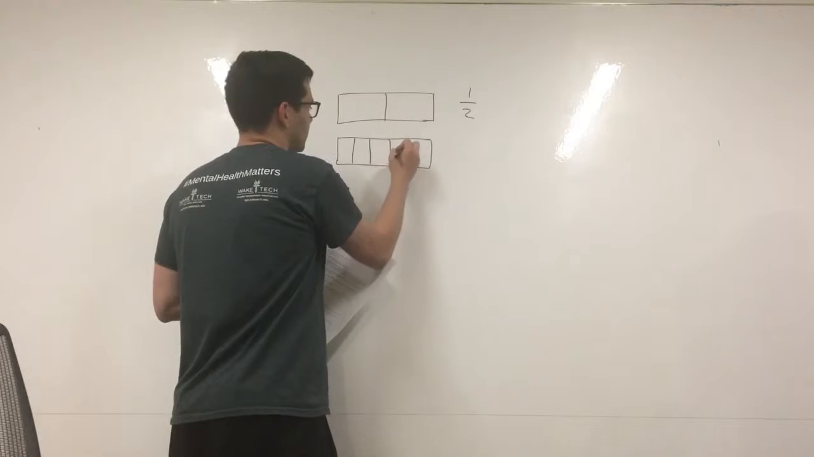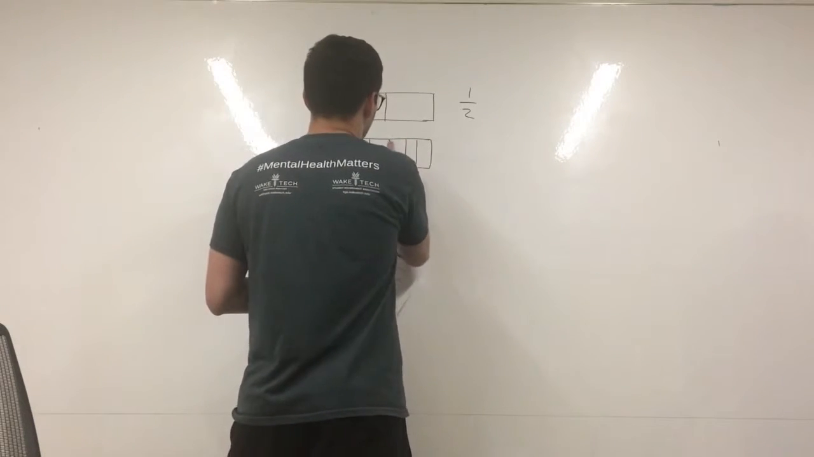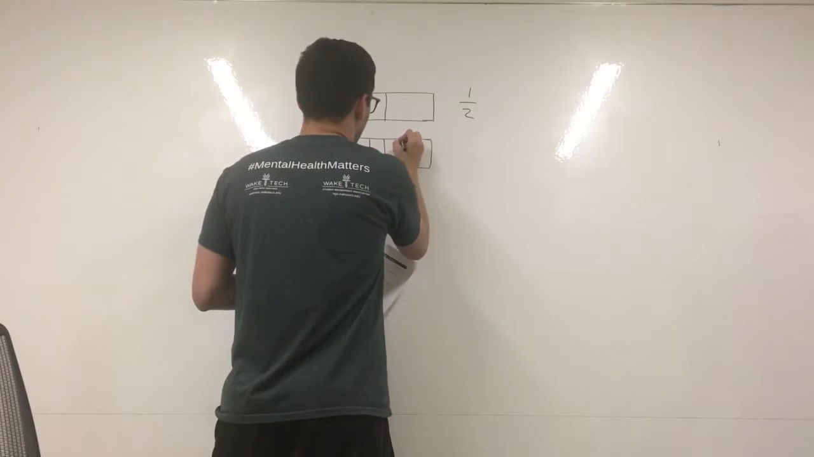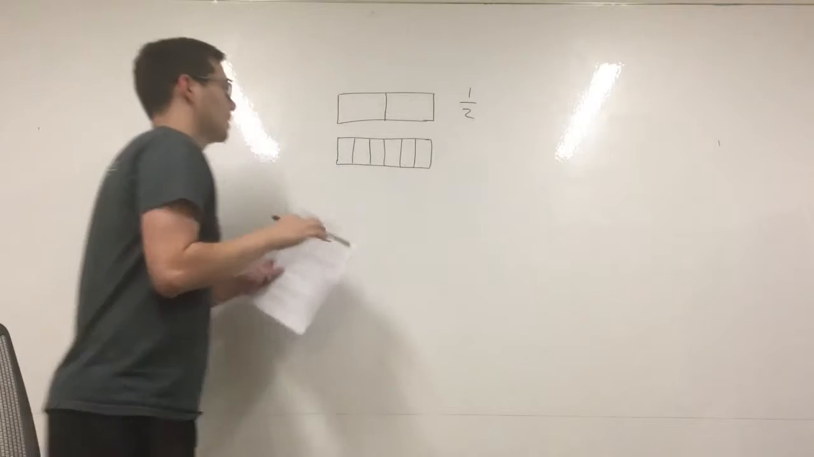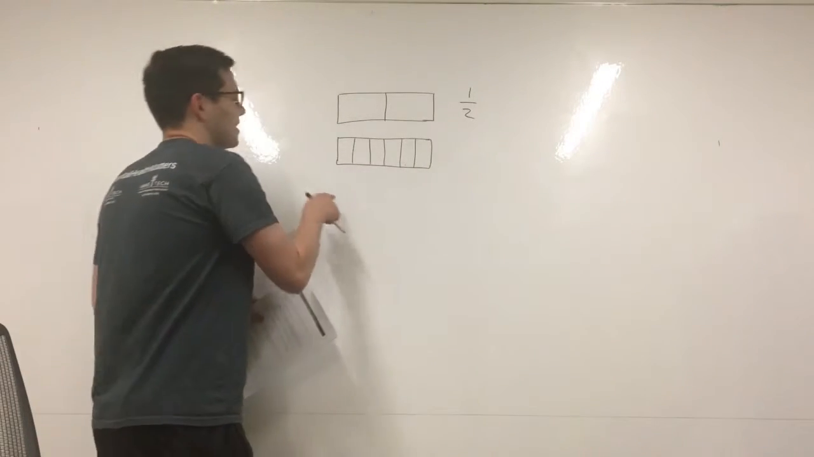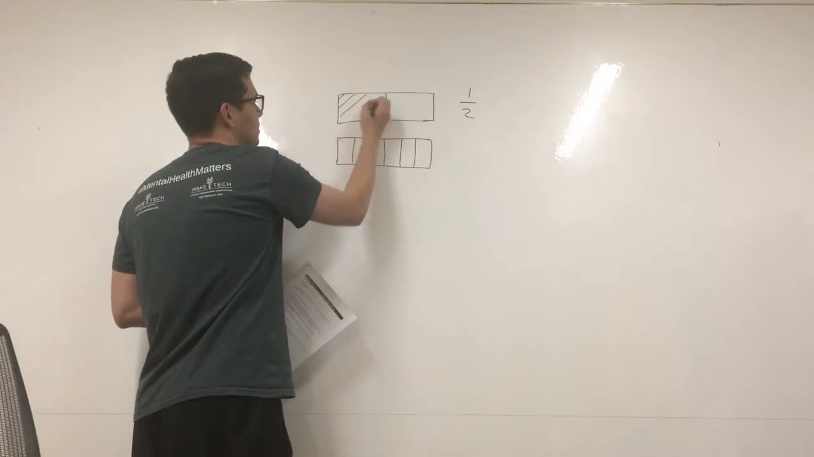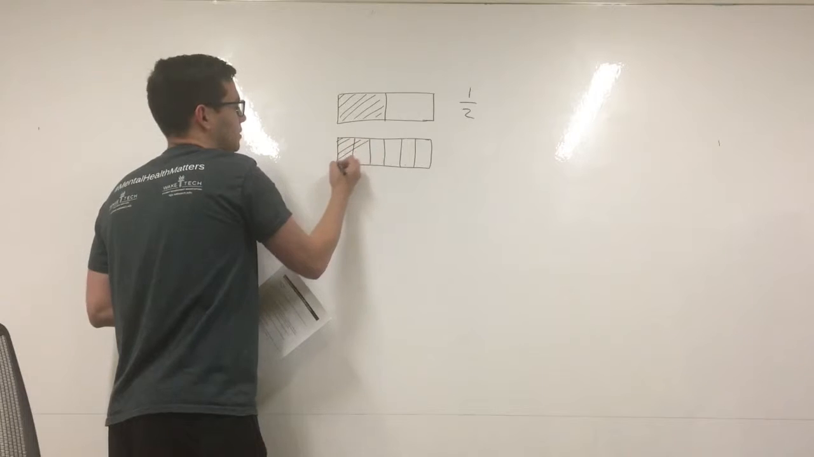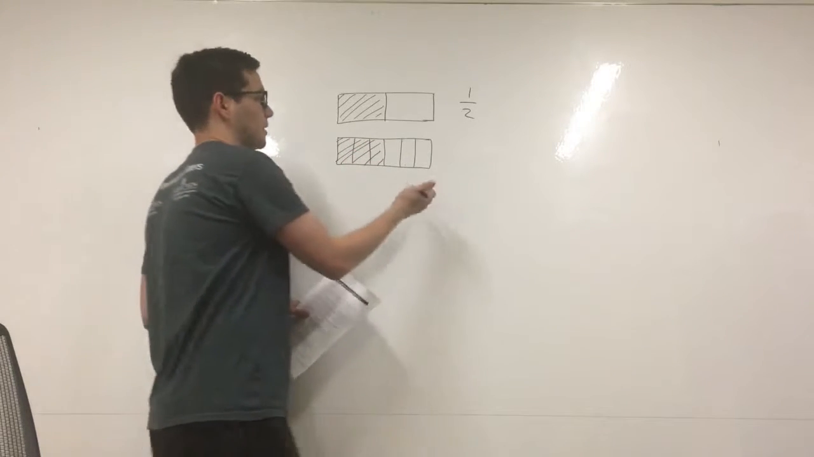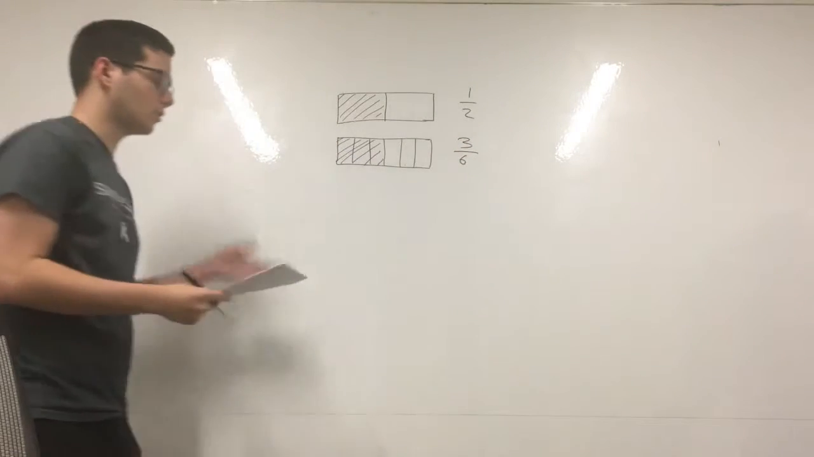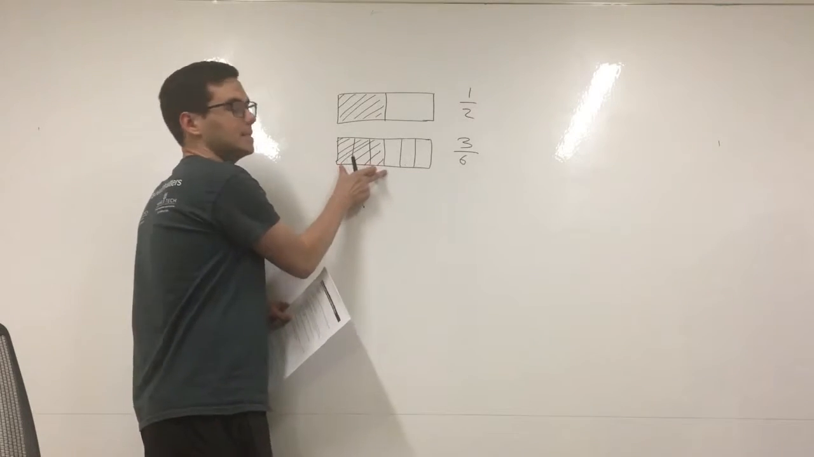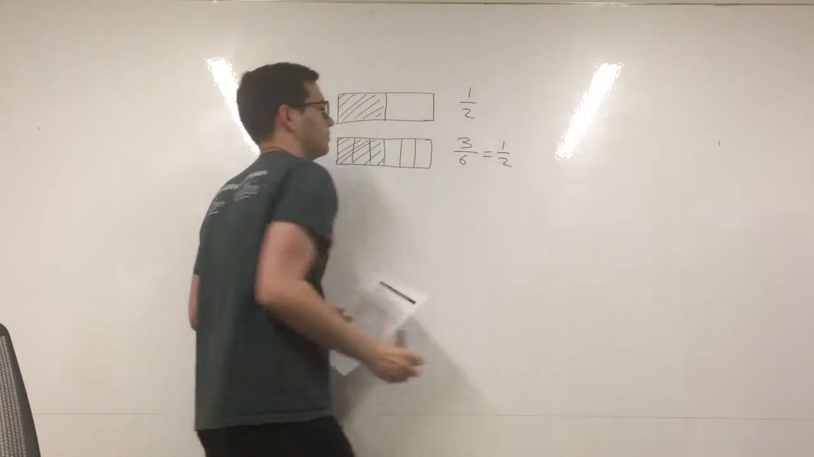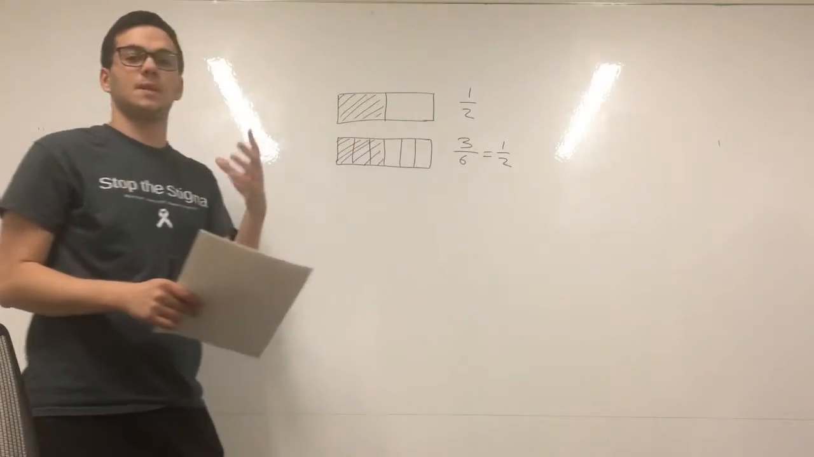Now what if I cut this into 6 equal pieces? 1, 2, 3, 4, 5. Again, pretend these are equal pieces. So here, if I shade this region in, that would represent 1/2, just as we said. If I shade 3 of the 6 squares, that represents 3 out of 6, or 3/6. Now notice that this quantity and this quantity are exactly the same. So essentially this fraction simplifies to 1/2 because this fraction and this fraction represent the same quantity. So that's how we simplify.